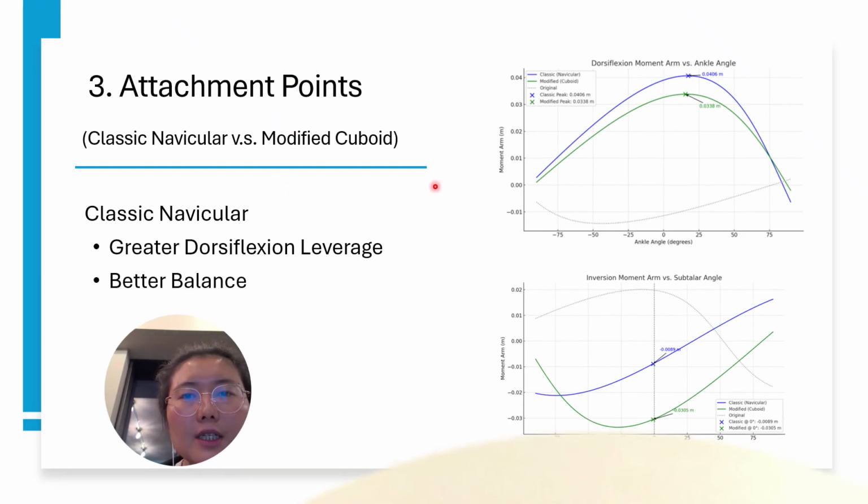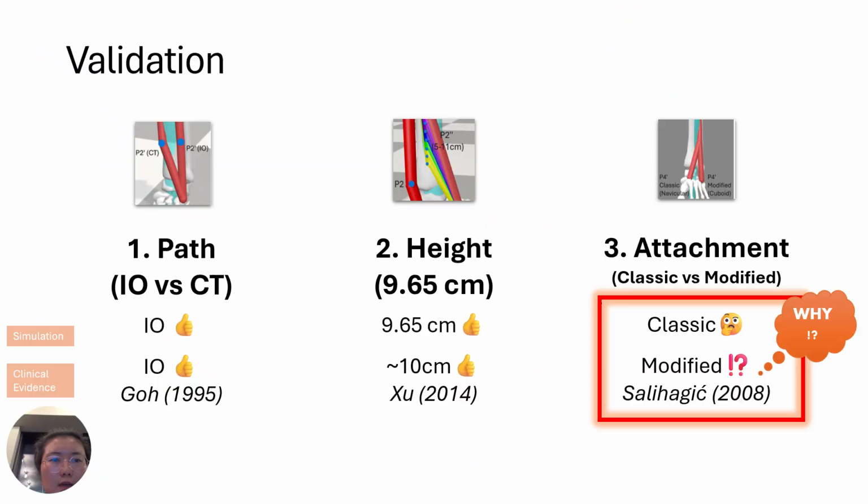And finally, for the attachment point, the classic method, which inserts the tendon into the medial side of the foot near the navicular, generated a more balanced and stronger dorsiflexion moment arm compared to the more lateral modified cuboid insertion. My simulation findings strongly aligned with previous cadaveric and clinical studies. This supports the overall design and validity of my study.